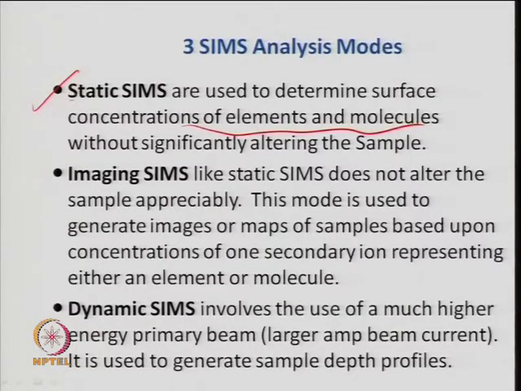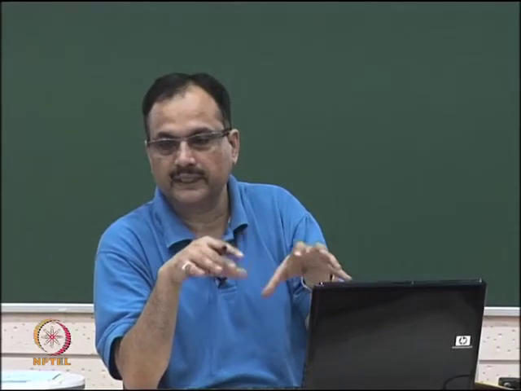Imaging SIMS, like static SIMS, does not alter the sample too much. This mode is used to generate images or maps of the samples based upon the concentration of one secondary ion representing either an element or molecule. So, it takes the image of that surface, rather than talking in terms of the peak you get in the form of concentration. It will image that just like your transmission electron micrograph, right. So, you can look at the composition or get an idea about the morphology or topology of the surface, right.